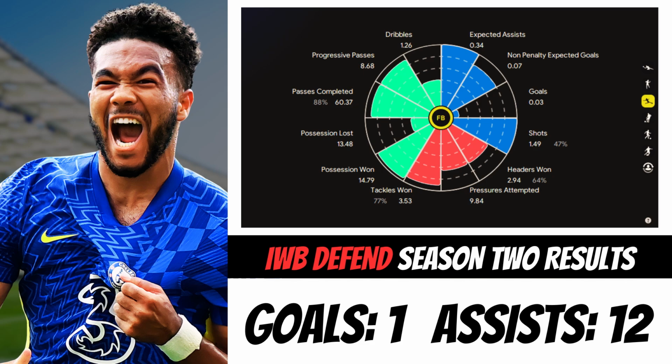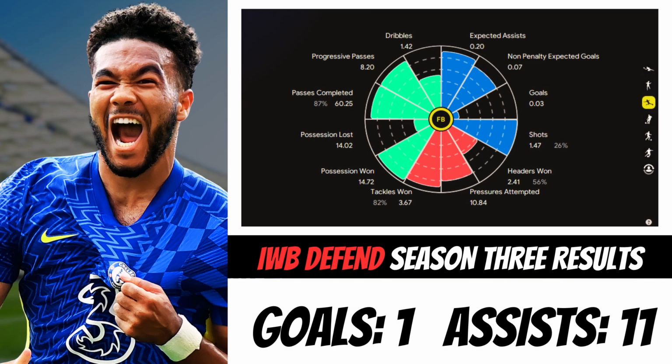Once again, progressive passes, kind of the same. Dribbles got better. Passes completed, still absolutely elite. And that possession lost is still lower than the possession won, which is exactly what we want. And the tackles won percentage, 77%. I believe last time it was around 71. However, this time around, the pressures attempted were a little bit lower.